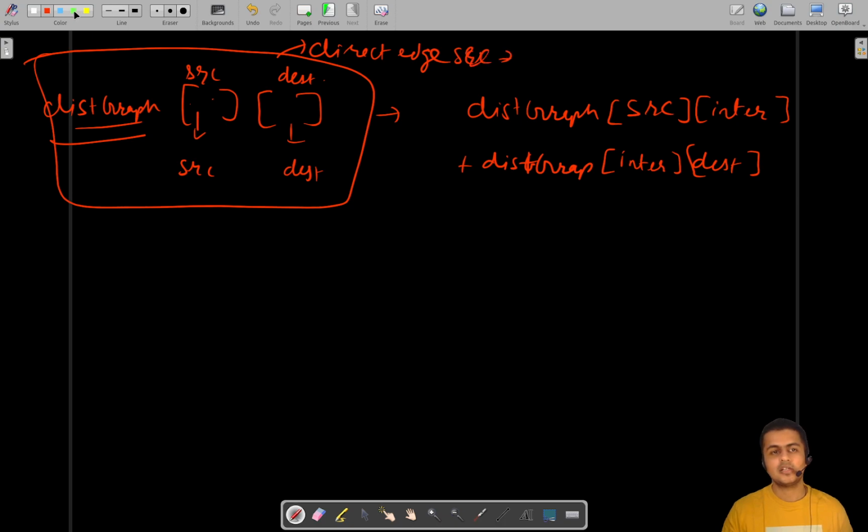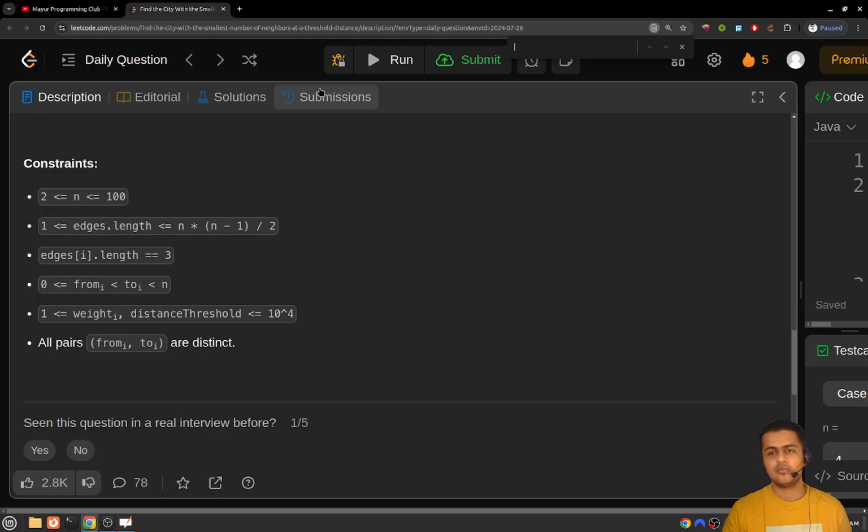Let's change the color here. If, rather than taking the direct edge, we take some intermediate city and it helps us reach in a shorter distance, we will update the distance between the source and destination. That will be the crux of this particular algorithm, and let's have a quick look at the implementation so that you will be able to understand it more clearly.